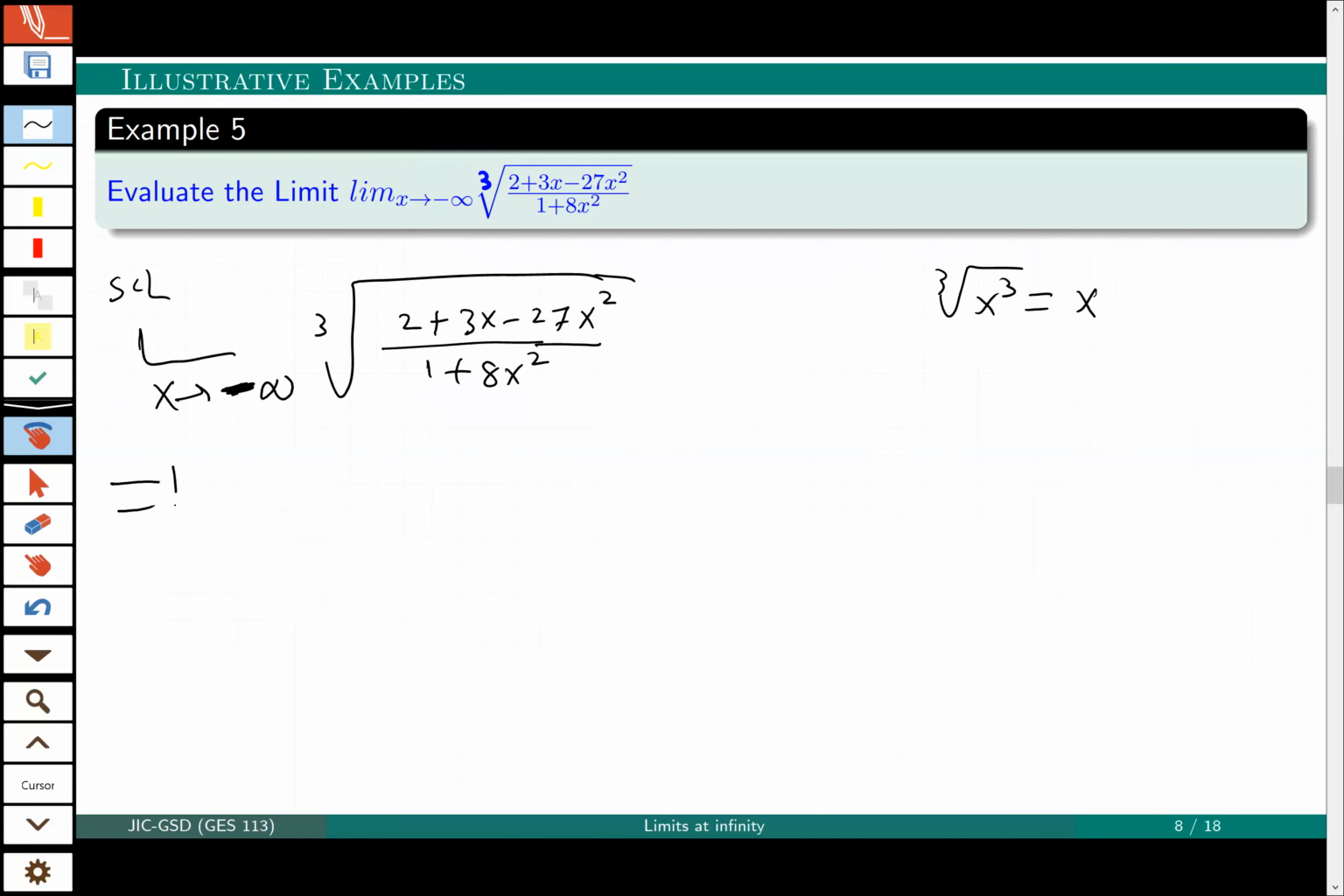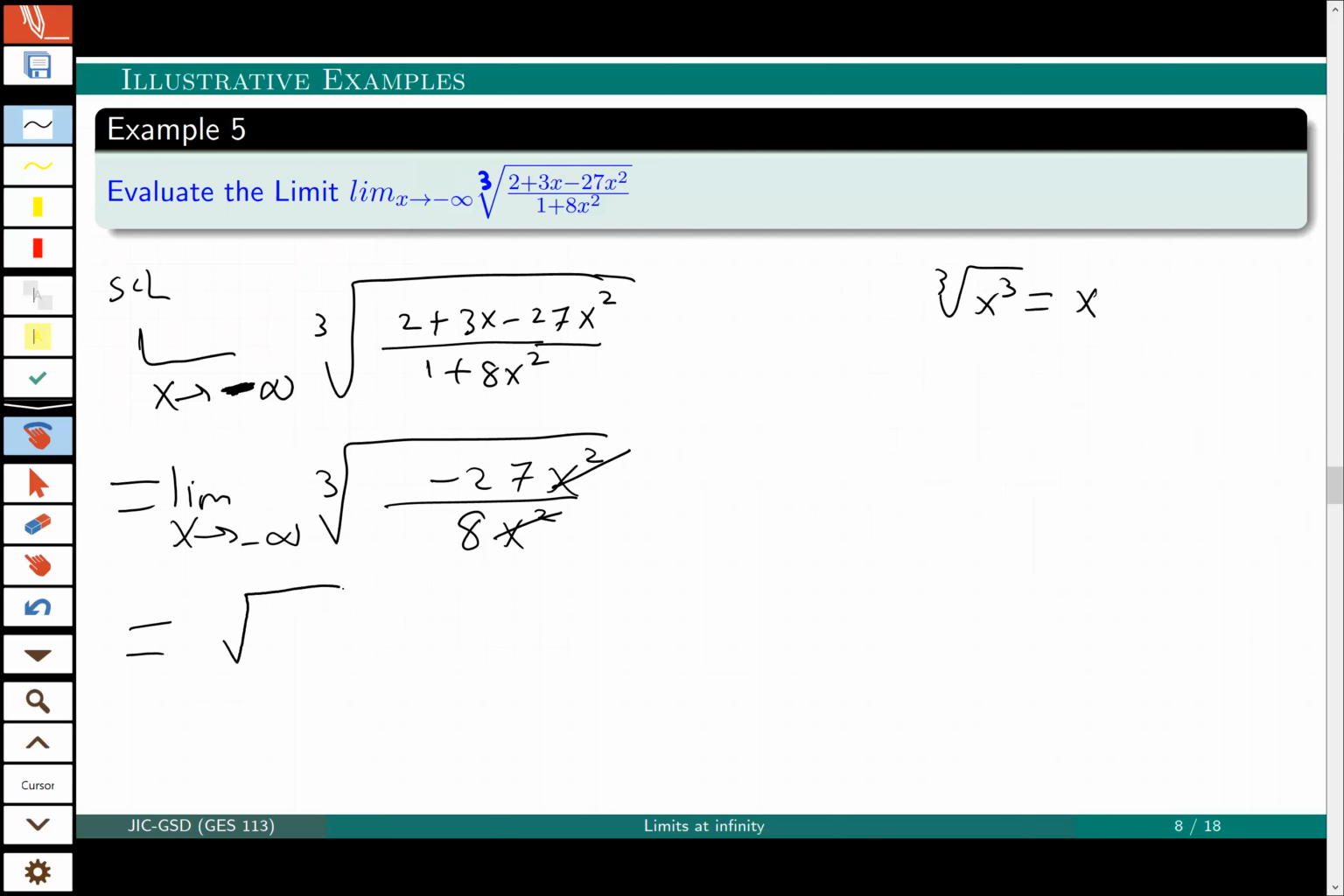The largest power here is minus 27x squared. The largest power here is 8x squared. Now, x squared is going to cancel with 8x squared. So what you will get is a cubic root of minus 27 over 8, which is minus 3 over 2.